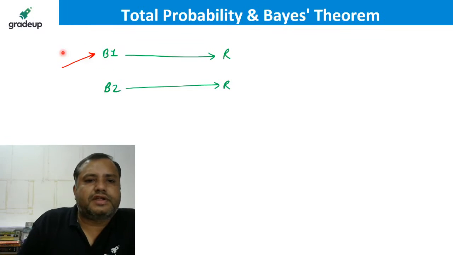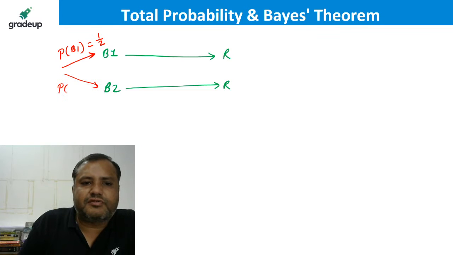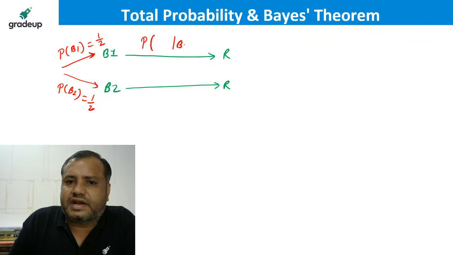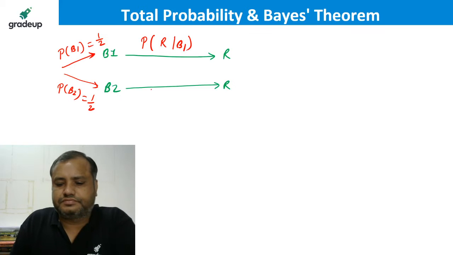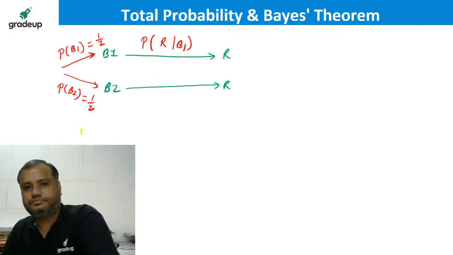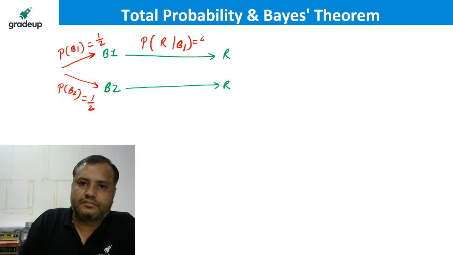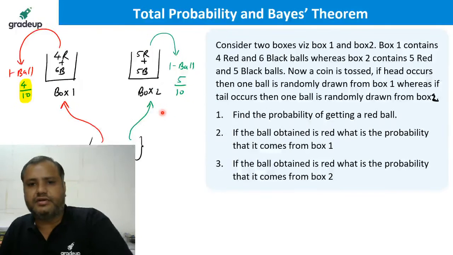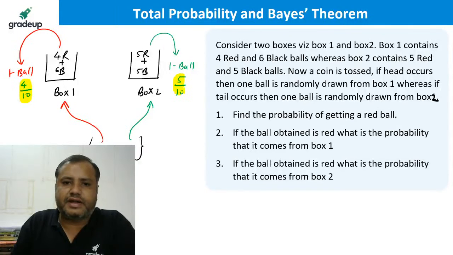What is the probability of selection of box 1? Probability of selection of box 1 will be the probability of head. And the probability of selection of box 2 will be the probability of tail. Correct? So if box 1 is already selected, what is the probability of getting a red ball? It is 4 by 10. If box 2 is already selected, what is the probability of getting a red ball? It is 5 by 10.